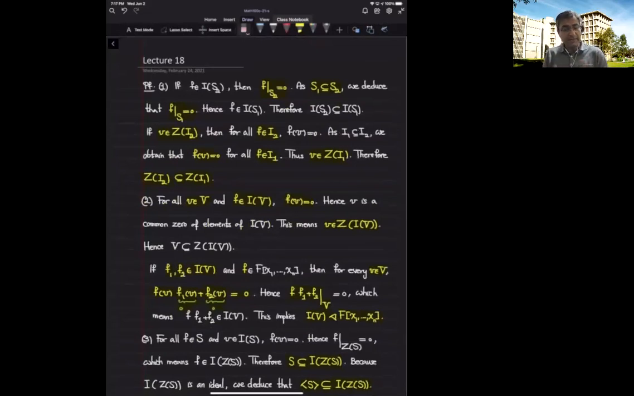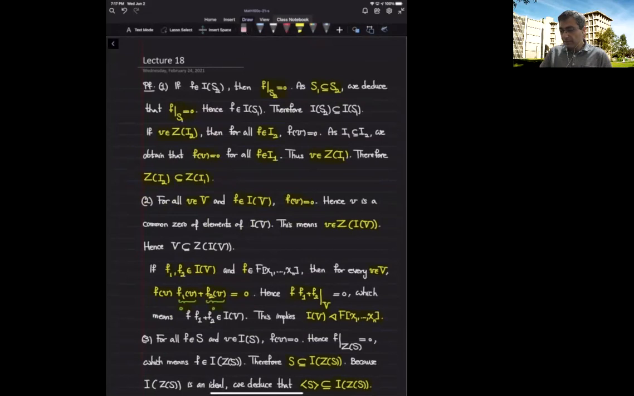Knowing that F belongs to I of S sub 2, that means the restriction of F to the set S sub 2 is 0. Set S sub 1, by assumption, is a subset of S sub 2. That means the restriction of F to S sub 1 is also 0. That implies that I of S sub 2 is a subset of I of S sub 1.